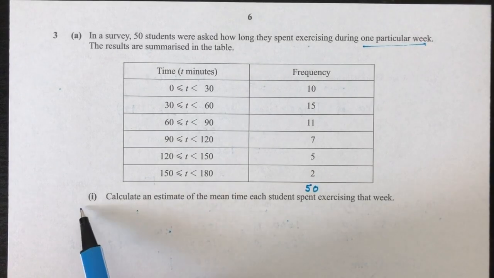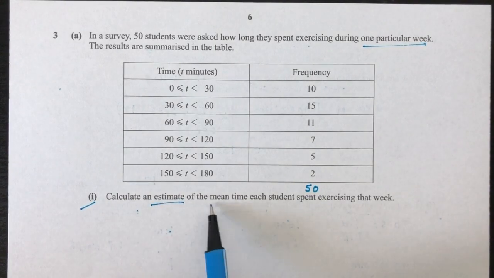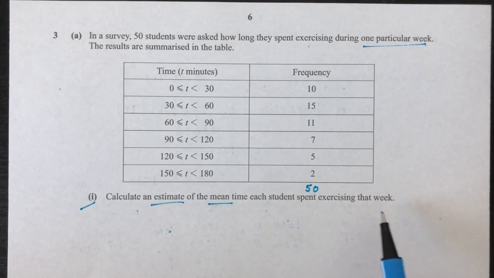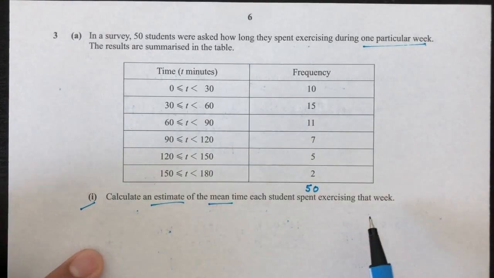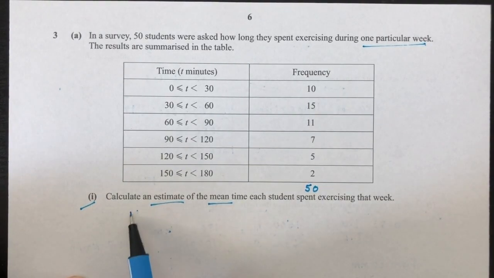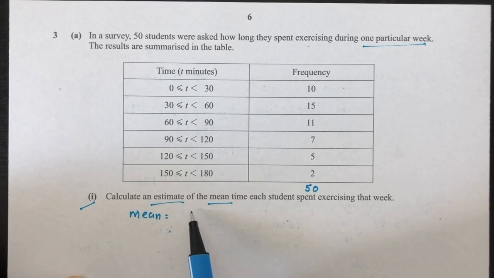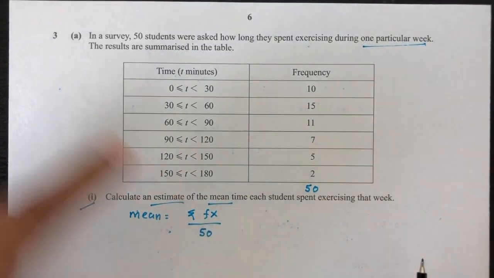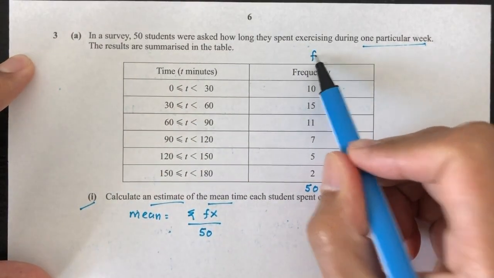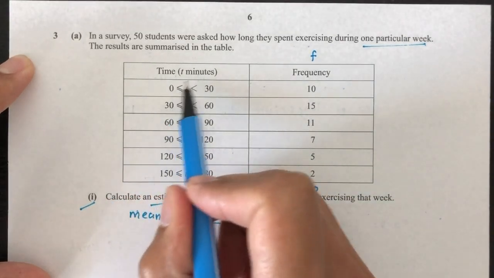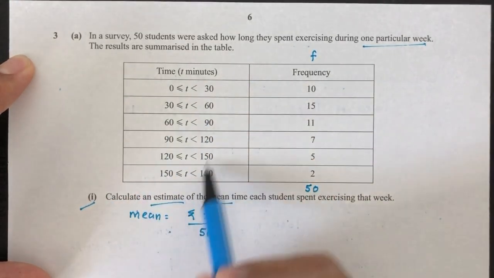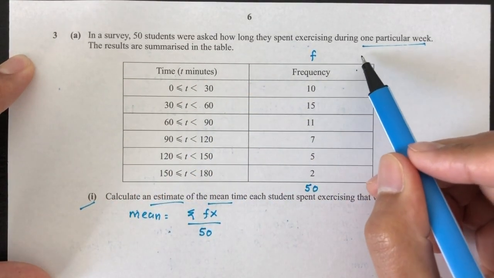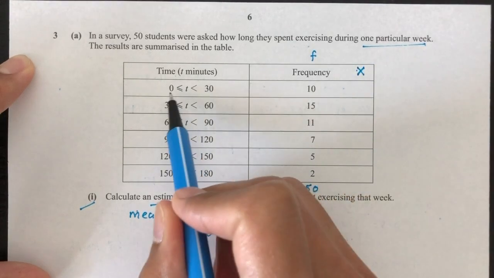Now, question part 1. Calculate an estimate of the mean time each student spent exercising that week. So to find the mean time, as you know, the formula is mean is equal to the sum of fx divided by the number of students, which is 50 in this case. So we have to find f. F is given to us as this. What is x? X is the midpoint of those classes. So let's write x here.